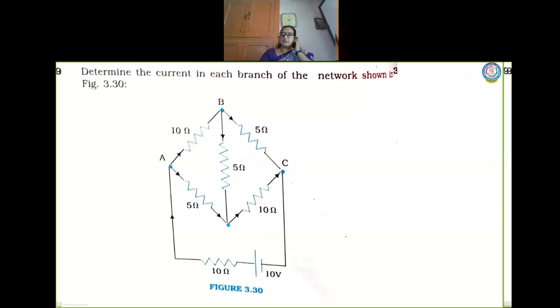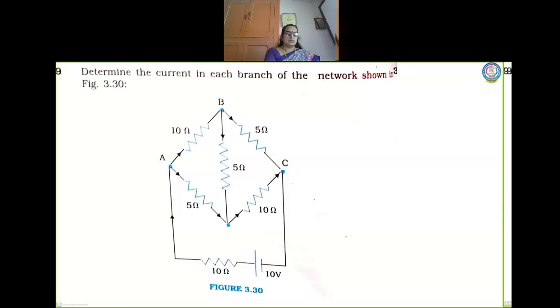Determine the current in each branch of the network shown in figure 3.30. Now look at the circuit here. So many resistors are there, and you have an EMF whose value is 10 volt, connected to a bridge of resistors. How many resistors are there? Here itself we have one resistor, and you have 1, 2, 3, 4, 5. Apart from that you have 5 resistors in this network. So we need to calculate the current in each branch of the network.